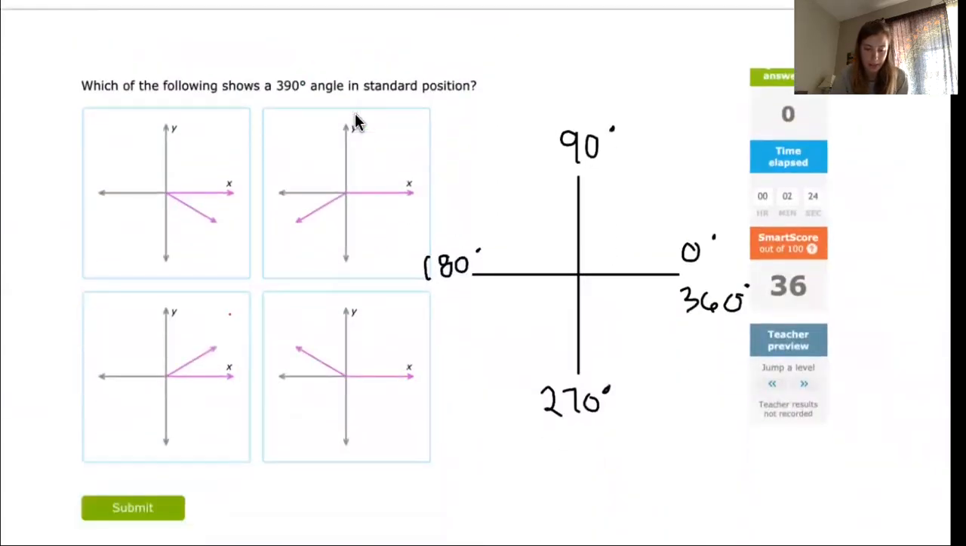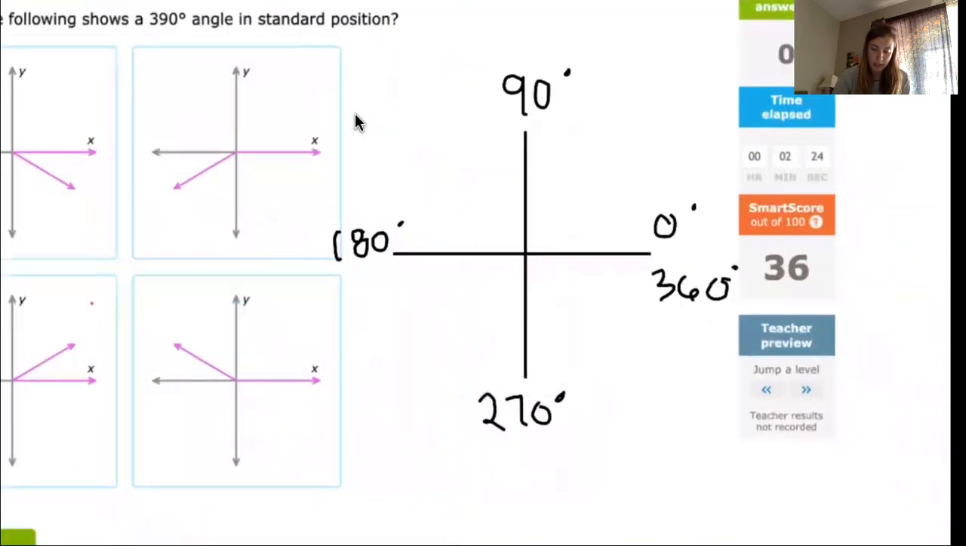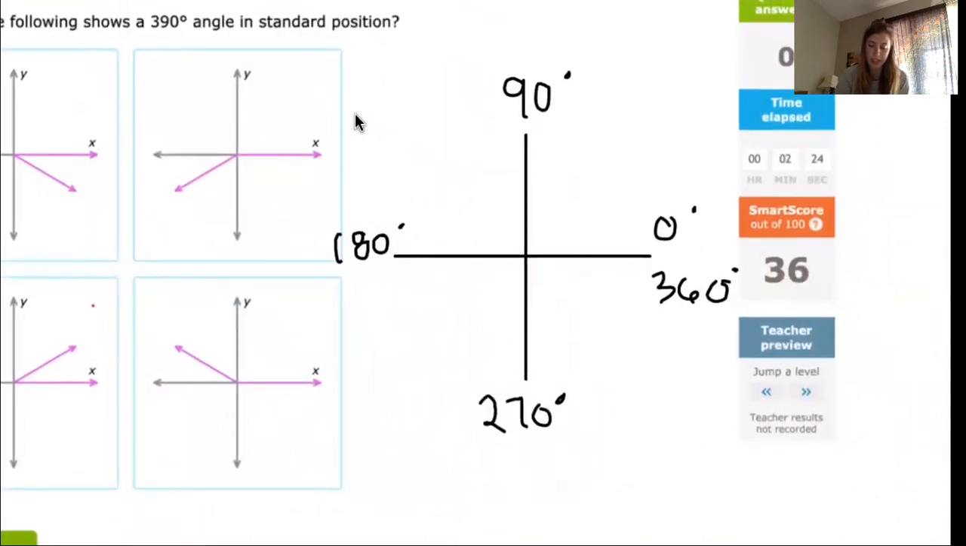Okay, a 390-degree angle. Instead of having a full unit circle here, I just have your axes, right? So let's just start at 0. Follow the green, that's 0. If I go this much, that's 90 degrees. This would be a 90-degree angle. But I'm looking for 390, okay? So I'm going to keep going. This is 180. A straight line is 180 degrees.